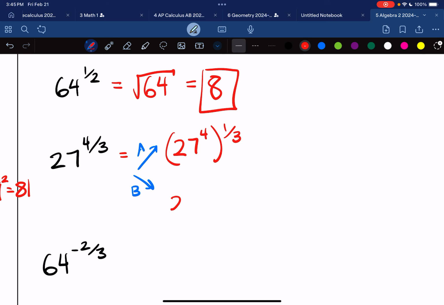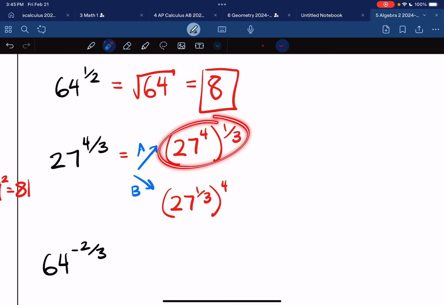Or I could have done 27 to the power of 1/3 first, and then to the power of 4. Here's why this first path is harder. It's not necessarily bad, I guess. It's just a lot harder. I have no idea what 27 to the power of 2, well, I have some idea what 27 to the power of 2 is. I don't know what 27 to the power of 3 is, and I definitely don't know what 27 to the power of 4 is. That's a gigantic number. It's too big.